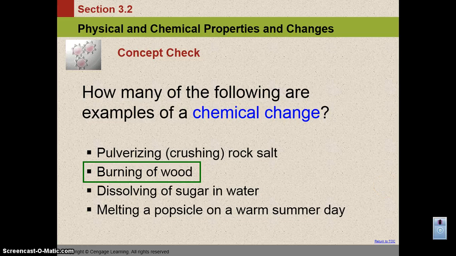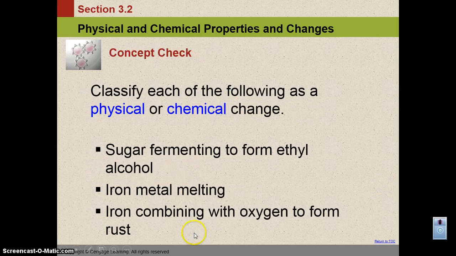Let's look at another concept check. Classify each of the following as a physical or chemical change. Remember that a physical change is just going to be a change in the physical properties. A chemical change is actually going to change it to a new substance. So sugar fermenting to form ethyl alcohol is chemical because we're making something from something else.